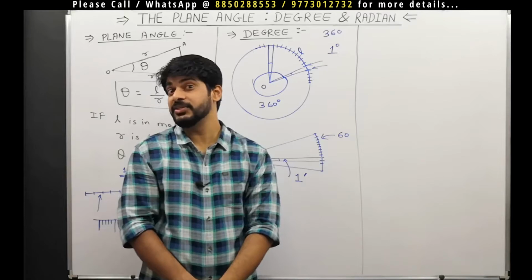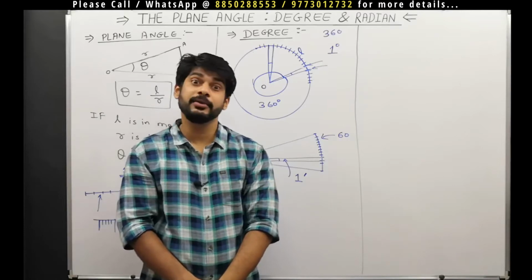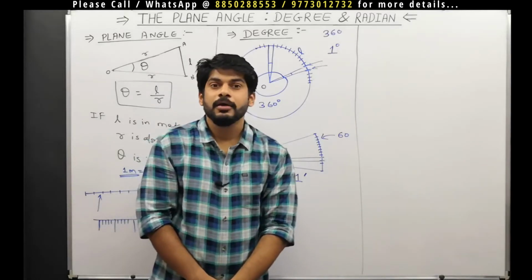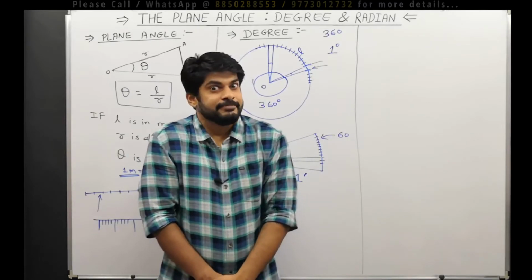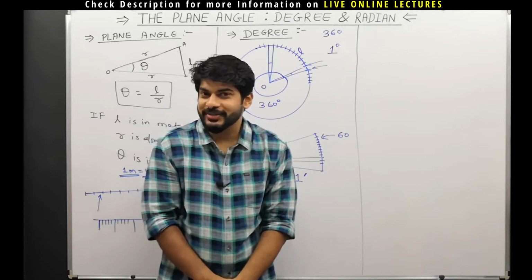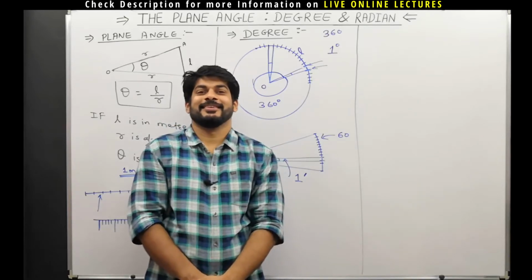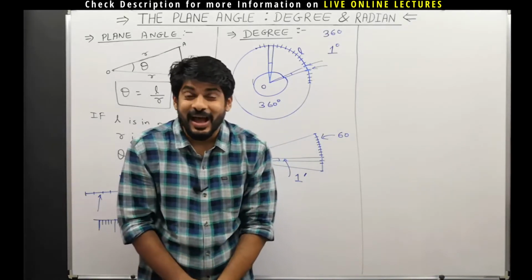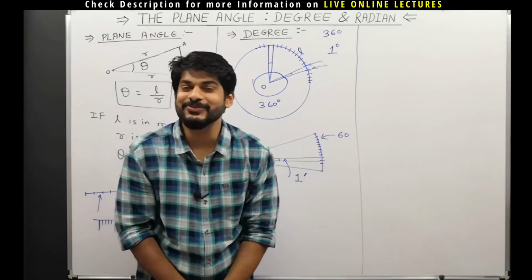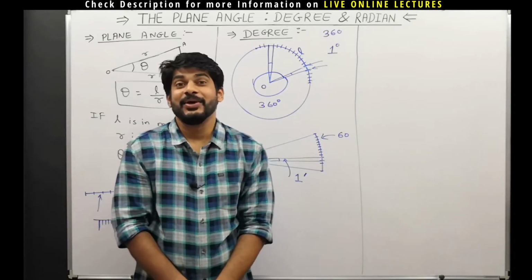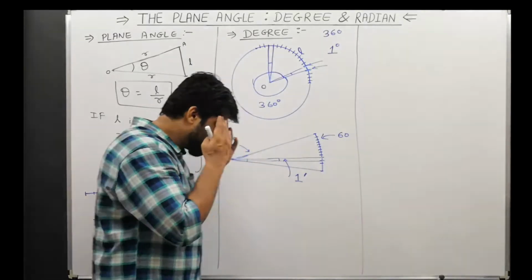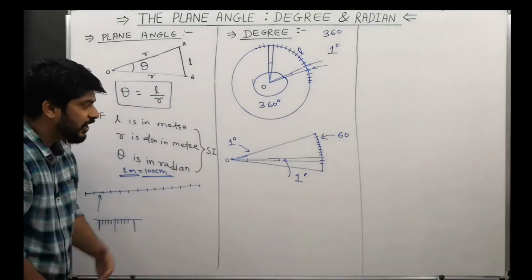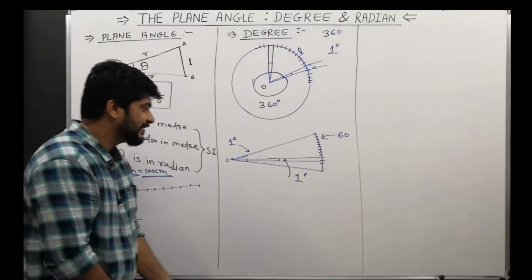That means there are cases where we actually encounter angles even smaller than this. You can imagine how small those angles would be, isn't it? We again require even smaller scales.